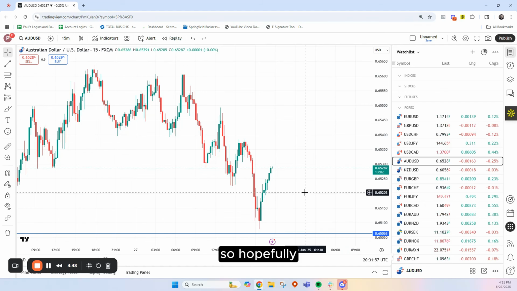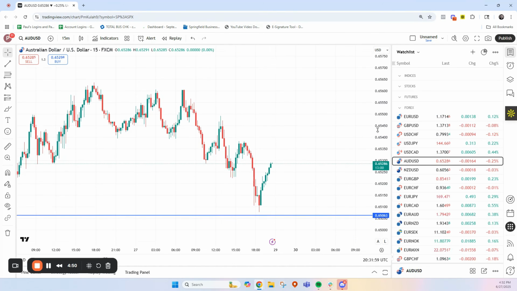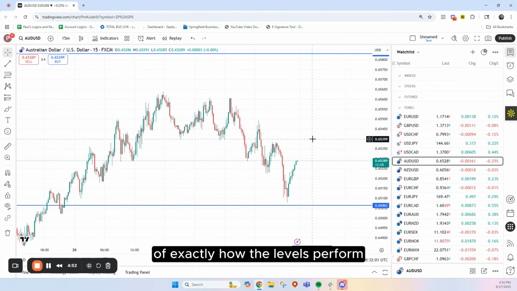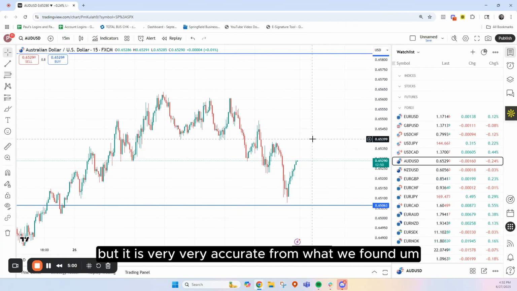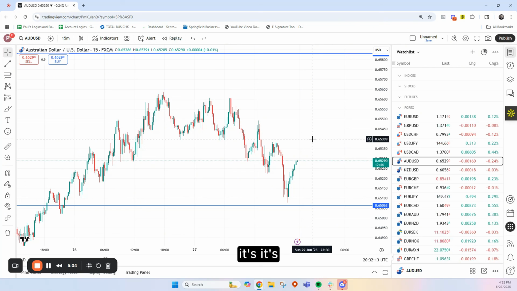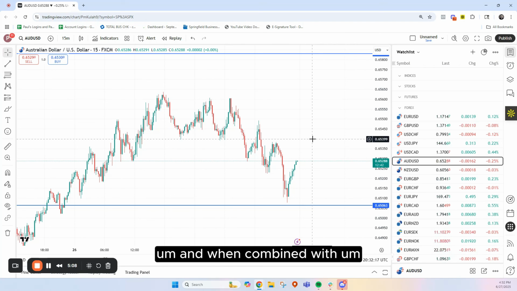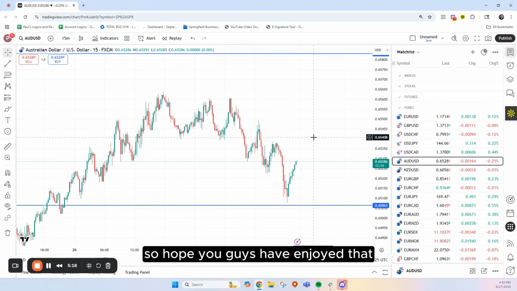So hopefully you guys got a raw view of exactly how the levels perform. You can see that it's not a silver bullet. It's not some sort of signal that's infallible, but it is very, very accurate from what we found. It's shockingly accurate, actually. And when combined with fundamental analysis, combined with some of these other tools, it can be quite effective.